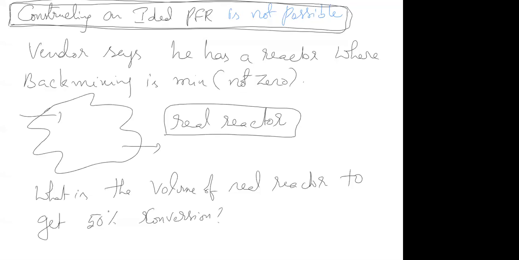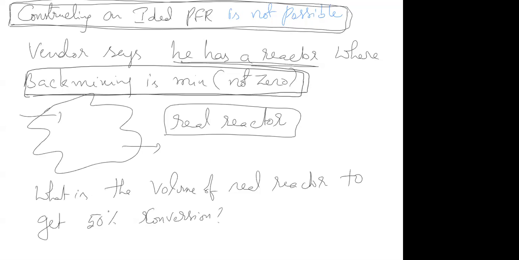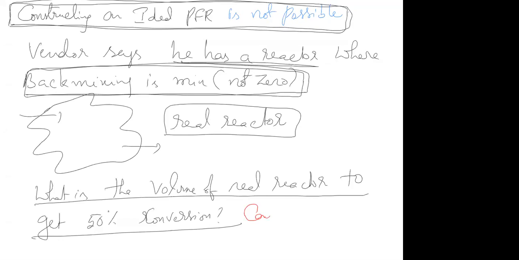So what the vendor says is he has a reactor where back mixing is minimum. Now your doubt is what is the volume of this real reactor to get 50% conversion? Can you calculate this? Can you calculate or not? No, I'm getting answers no. Why? Why can't you calculate?